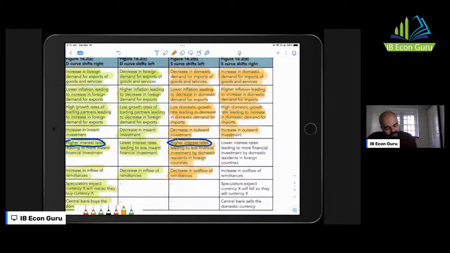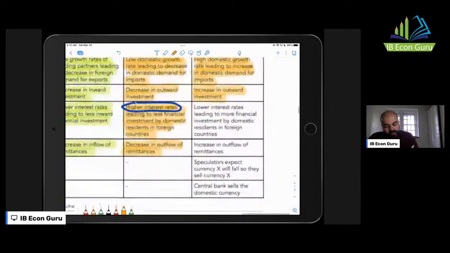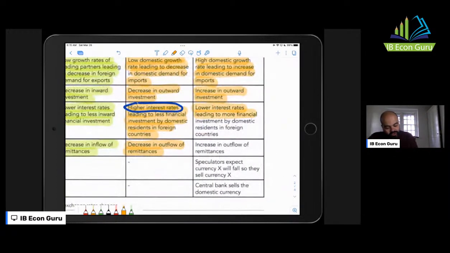Increase in outward investment. Maybe a lot of Americans are not sure about the returns on their investment in the US and they find better investment options in the EU. So they go and invest in the EU, which increases the supply of the US dollar in the foreign exchange market. Maybe American banks are offering lower interest rates, so more Americans are going to invest in foreign countries.